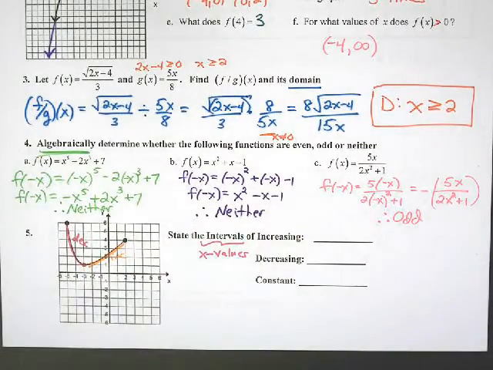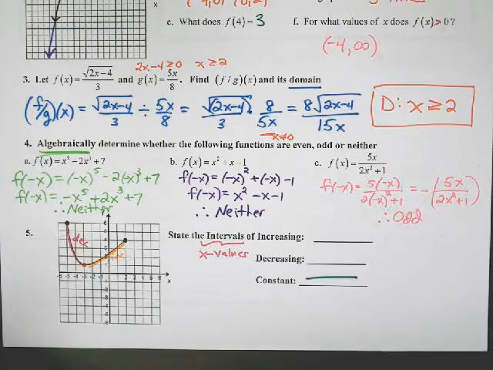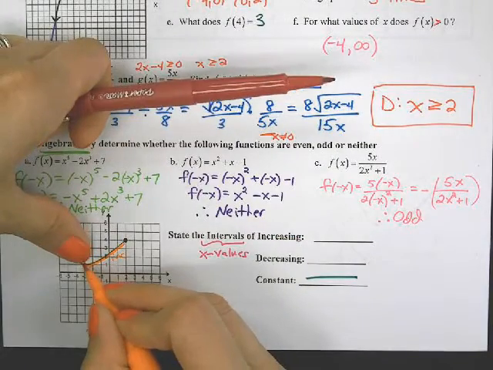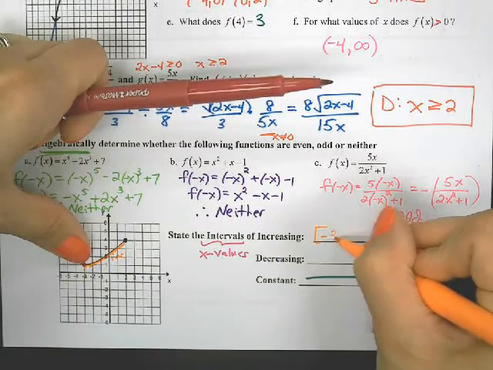And that's the only two sections this graph has. There are no constant sections. Okay, so I'm just going to say none or cross it off. If you leave it blank, I might think you don't know what you're talking about. Increasing starts here. X value is negative 3.